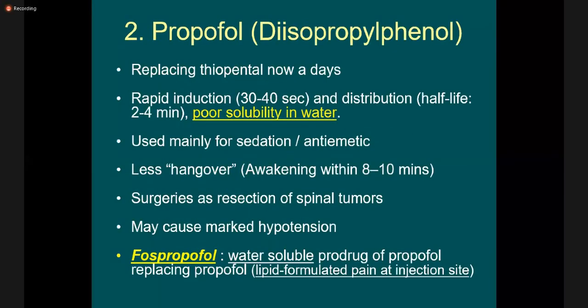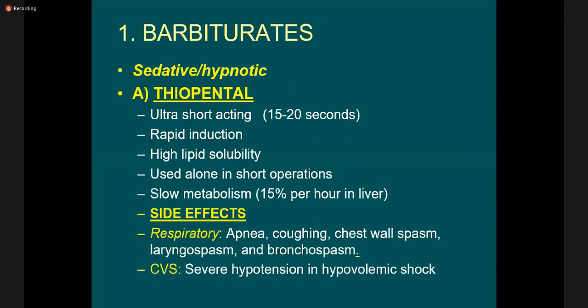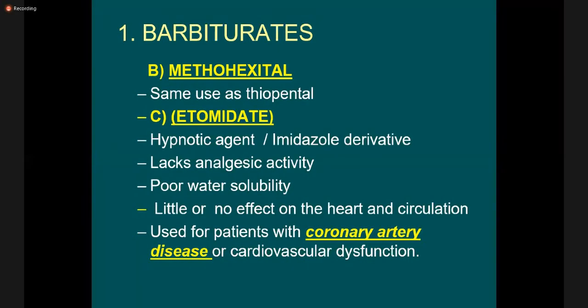Okay. So the first drug we discuss is the barbiturates. In the barbiturates we discuss thiopental, the ultra-short acting one. Then we say that methohexital is also a derivative of this compound, thiopental. And etomidate, we said, is also a compound with the same property, but it has little or no effect on the heart, so this can be a good choice for coronary artery disease.